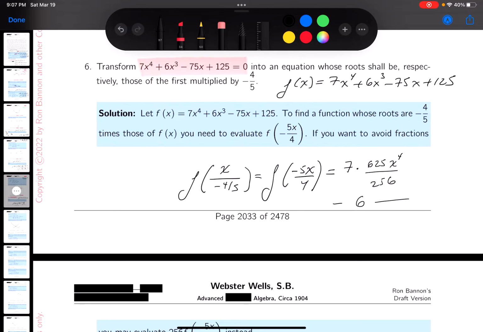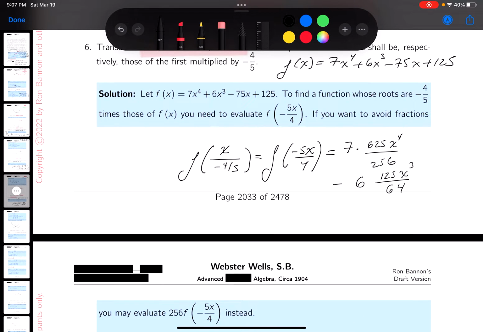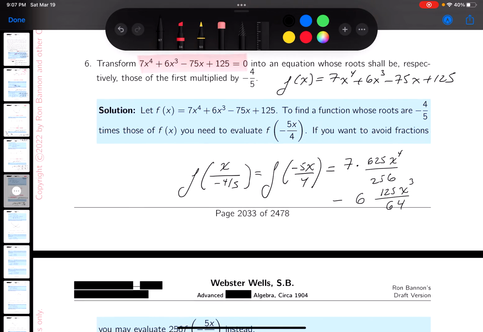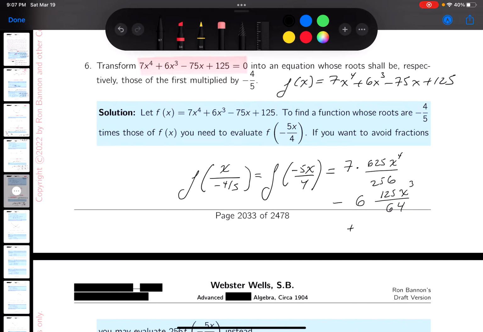and we're going to get 4 cubed, which is 64. I already resolved the sign, by the way. 5 cubed is 125. And then you get x cubed. I'll simplify the terms later. And let's see, minus 75, times x was going to be plus 75 times 5x over 4 plus 125.